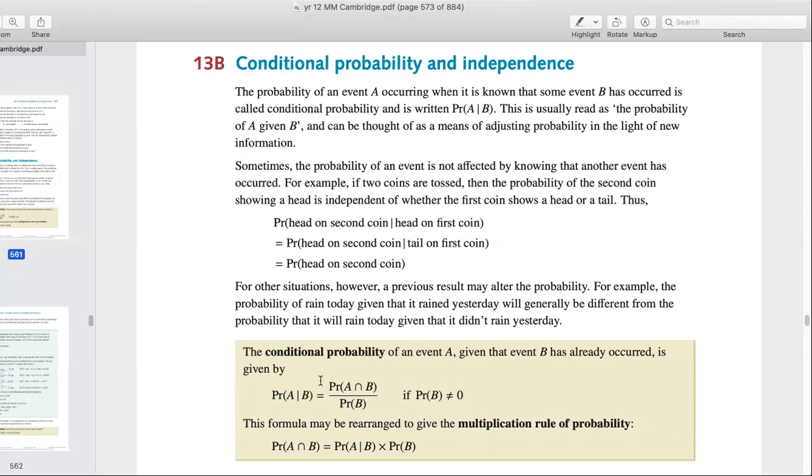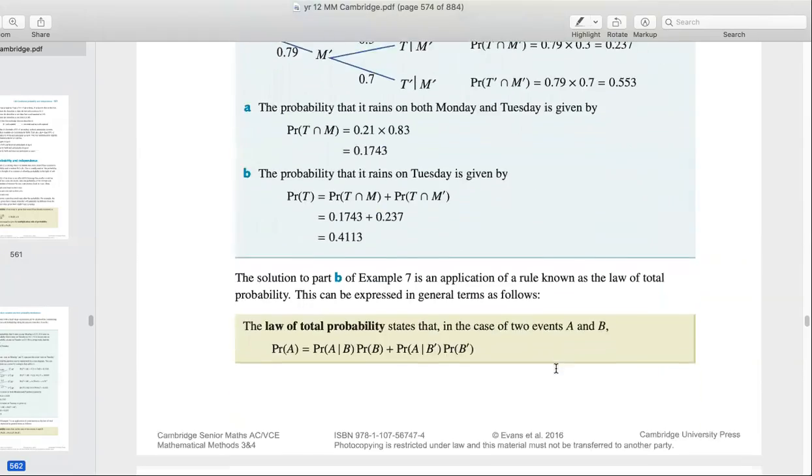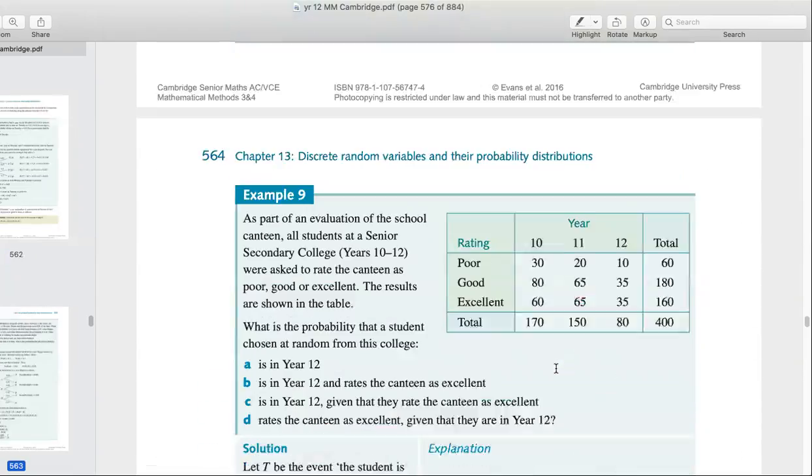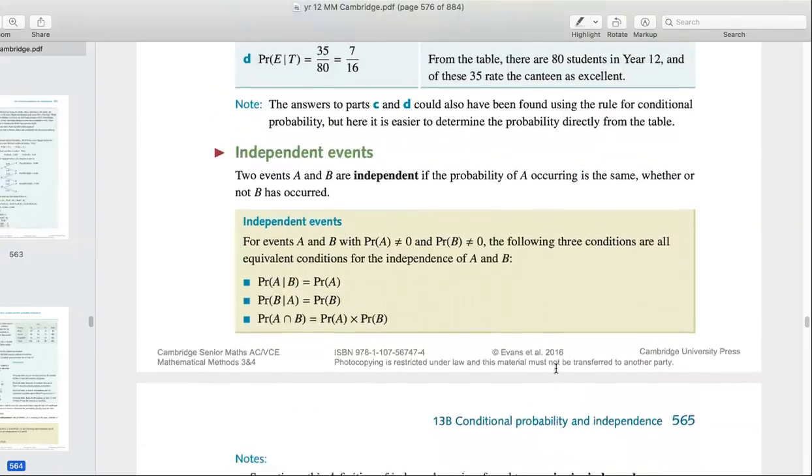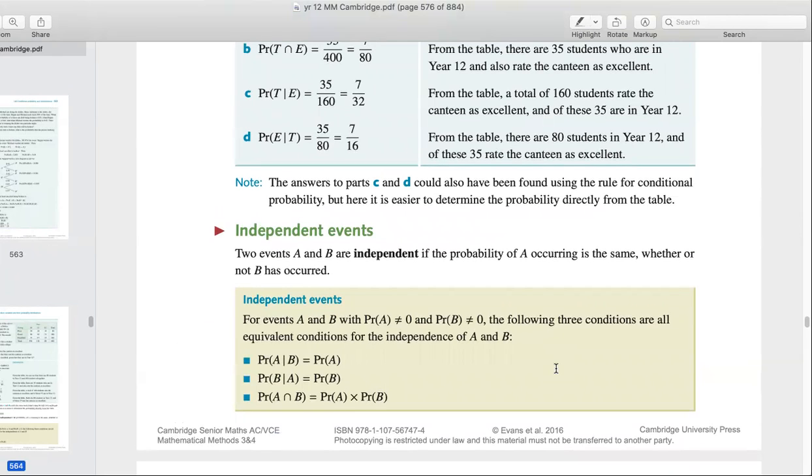And the formula is given by this. But of course, there are certain things you do not really care about. Even if I tell you whether B is happening or not, the probability probably never changes. Then we call them independent.